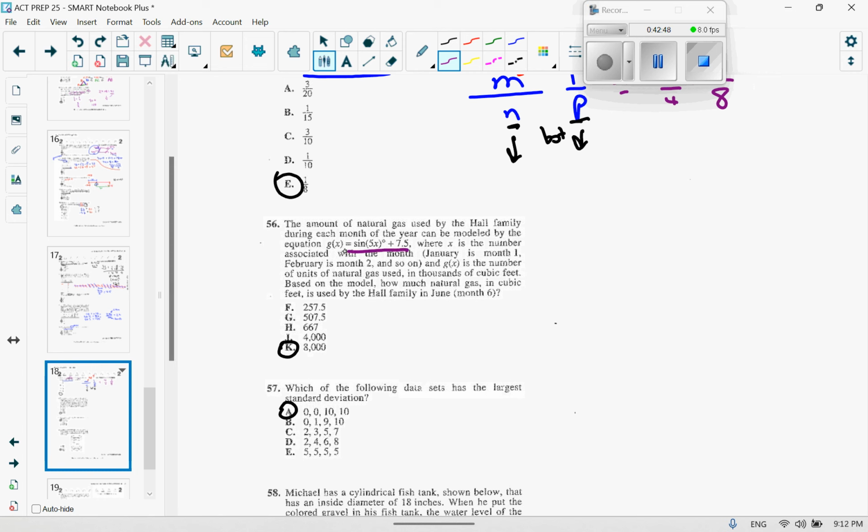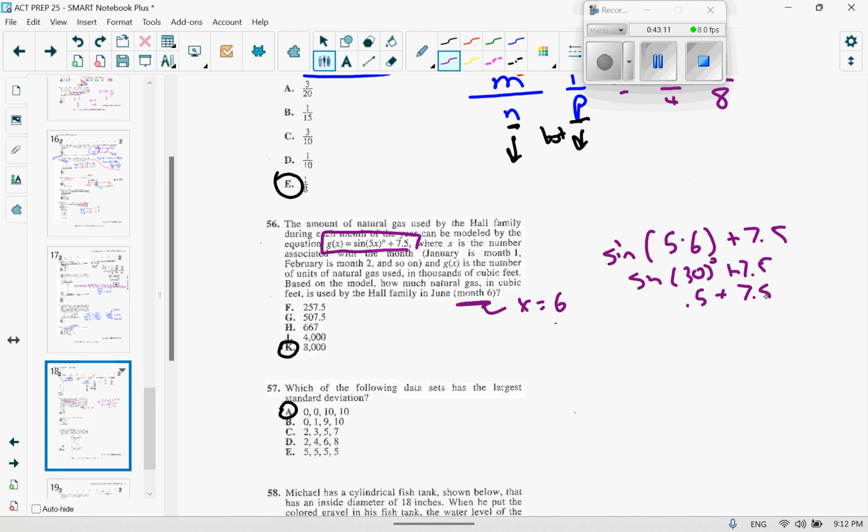Okay, I'm given an equation, and then month 6 is going to be an x value of 6. So I would get sine of 5 times 6 plus 7.5, so that's going to be sine of 30 degrees plus 7.5. Sine of 30 is 0.5, so I get 0.5 plus 7.5, which is 8. But this says technically g(x) is the number in thousands. So this is an 8, this is 8,000. That's why it's letter K.